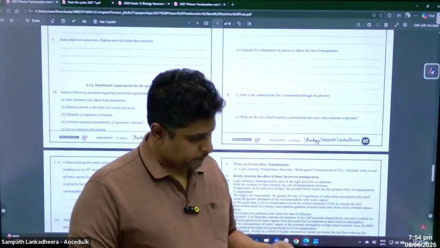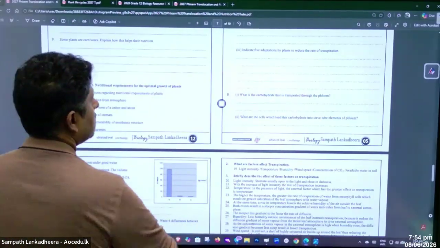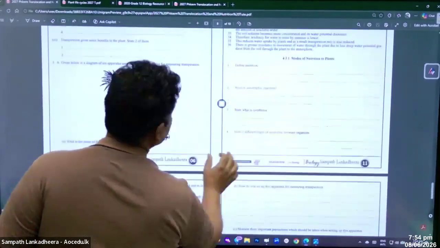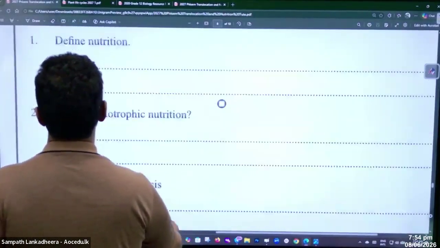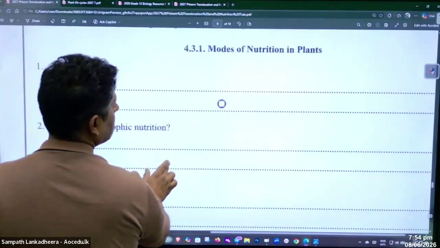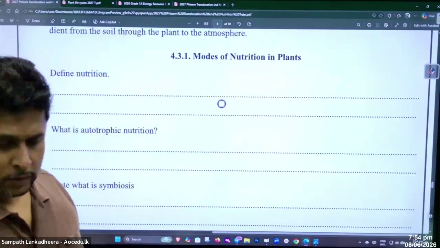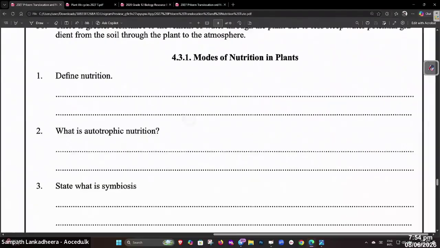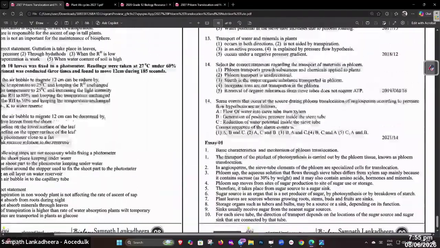Find the tute. Turn to page number 11. Page 11. Right, people, define nutrition. Okay, define nutrition. We'll go on answering these questions. But before we go with the structure, people, let's check this part. I have another question area.